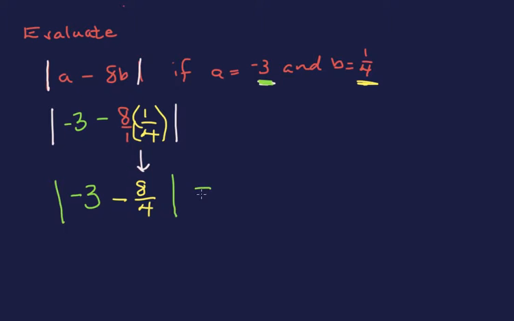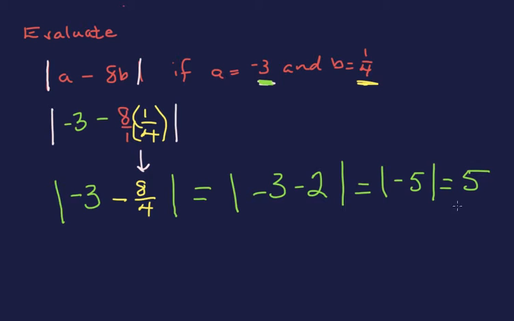8/4 is the same thing as 2, right? So I just put a 2 there. Well, now we're getting somewhere. -3 minus 2 is -5. Well, the absolute value of anything is just its distance from 0. So this is 5 spaces away from 0, or +5.